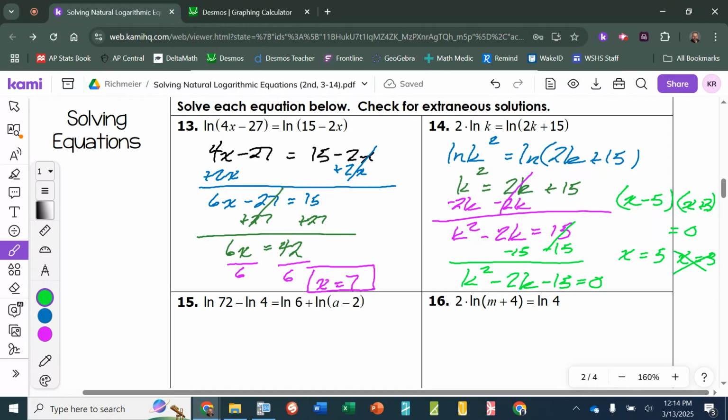Now I got to consider the 5. All right, so natural logs are a little harder to work with. But what I would look at in this case, if I were to put 5 in on the left, I'd have the natural logarithm of 5. I use the power property with the 2 to bring it up as an exponent on the 5. That gives us 25. If I plug it in on the right-hand side, I get 10 plus 15, which is also 25. So on both sides, we're taking the natural logarithm of 25. And since that works, that tells me that x equals 5 is a valid solution.